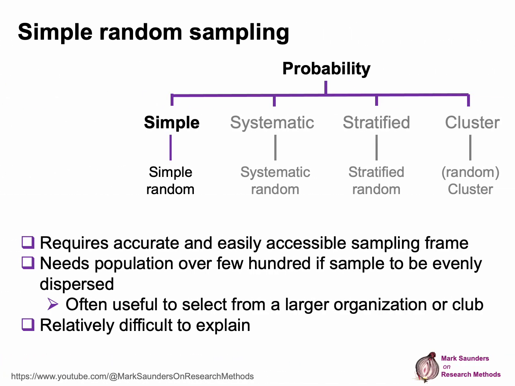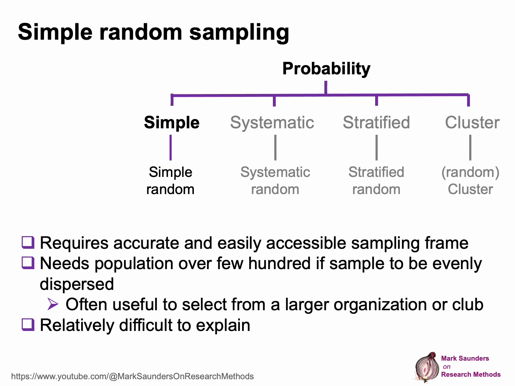Let's look at simple random sampling. This requires an accurate and easily accessible sampling frame, so that list of the total population. And for it to work, this list needs to be a population of over a few hundred if the sample is to be evenly dispersed. When it's smaller than that, we see groupings and then large gaps between numbers. And we'll actually see this in our later illustration of simple random sampling.